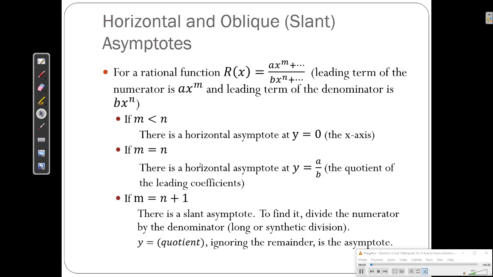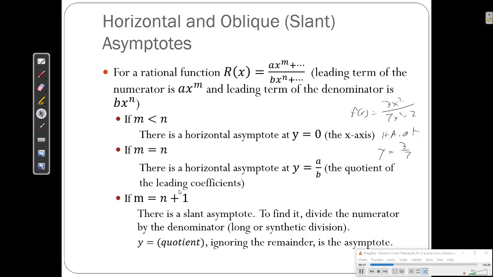If they're equal, it's a little bit more complicated, but not much. There's still a horizontal asymptote, but it's at y equals a over b, the leading coefficients over each other. So if I, for example, had f of x equals 3x squared over 7x squared minus 2, they both have second degree polynomials. This would have a horizontal asymptote, HA, at y equals 3 over 7. Leading coefficients over each other. And remember, they're the terms with the highest powers. That's what you do if they have equal powers.